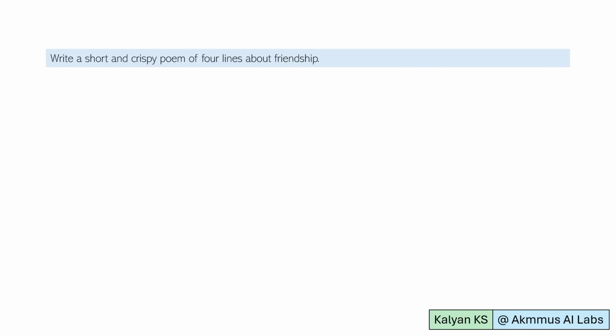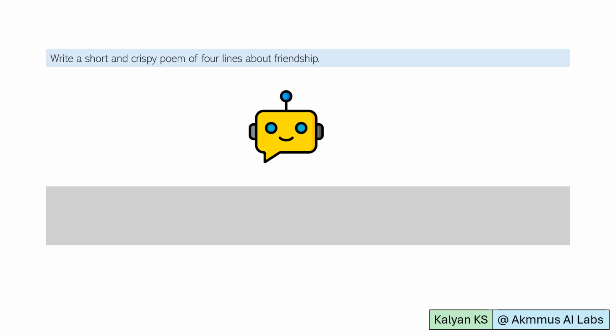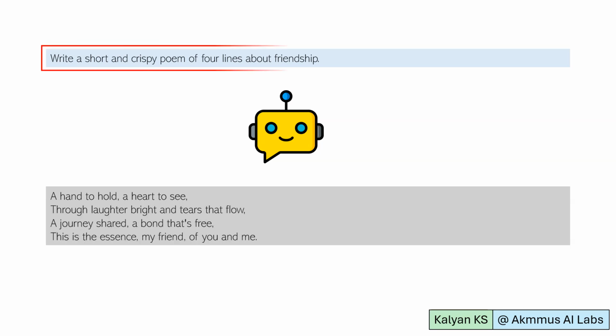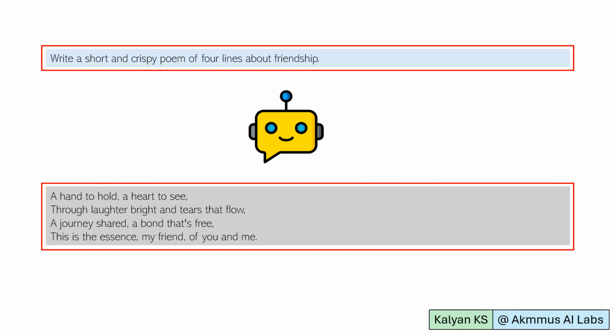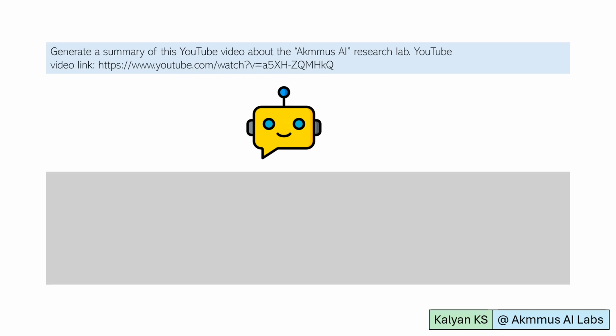This is another example of an instruction prompt. Here, the instruction prompt asks the chatbot to do a task, that is, write a short and crispy poem of 4 lines about friendship. If you observe the output, the chatbot generated 4 lines of poem about friendship as per the given instructions. Let us see one more example of an instruction prompt.